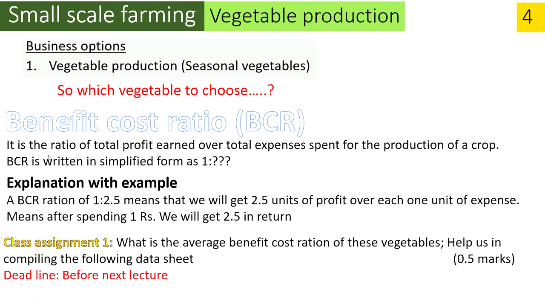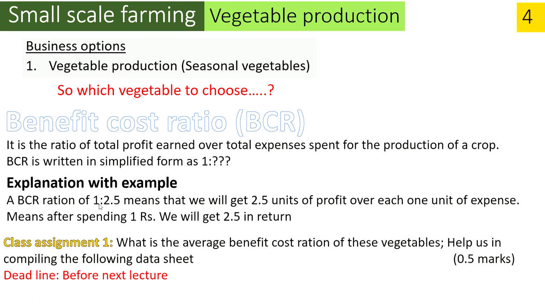What is it? It is actually the ratio of total profit earned over total expenses spent for the production of a crop. BCR is written in simplified form as one ratio whatever the profit you are getting. Let me explain it further. Actually, it is a simplified form. How much input cost, or how much expenses you have spent on the production of that crop, and how much you have gained from that crop.